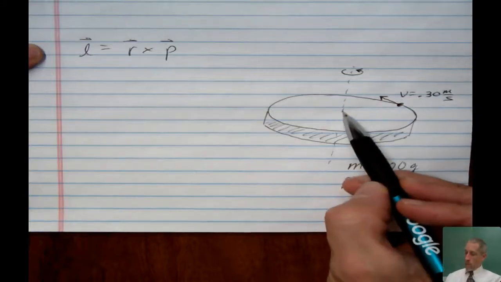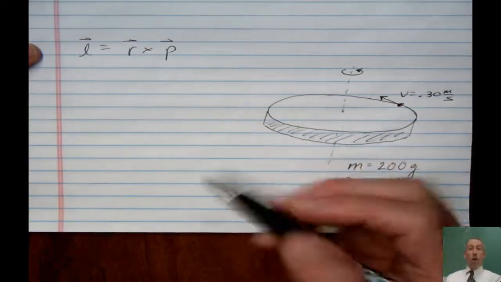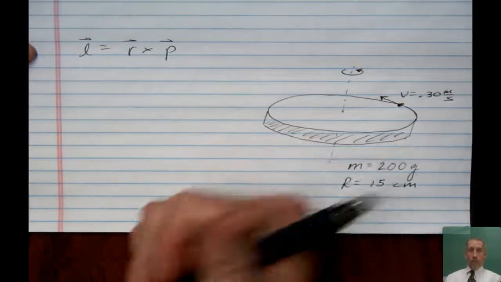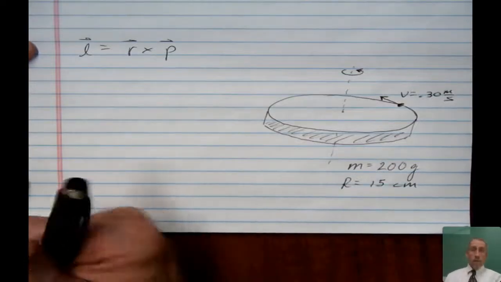You know, there's a little piece right here in the middle that's not moving at all, and there's pieces all around here that all have different speeds. They all have different directions. They all have different momentum. They could all even have different masses.